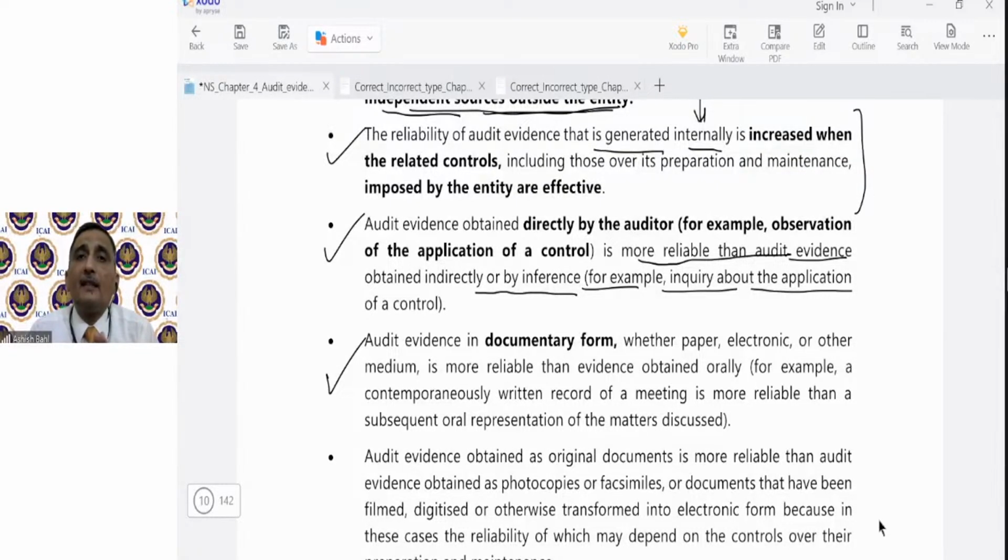So again, students, this doesn't mean that verbal evidence, oral evidence or visual evidence has no value. But as far as reliability is concerned, we intend to place more reliance on audit evidence which is documentary in nature, because it is the hard proof. It can be shown later on.